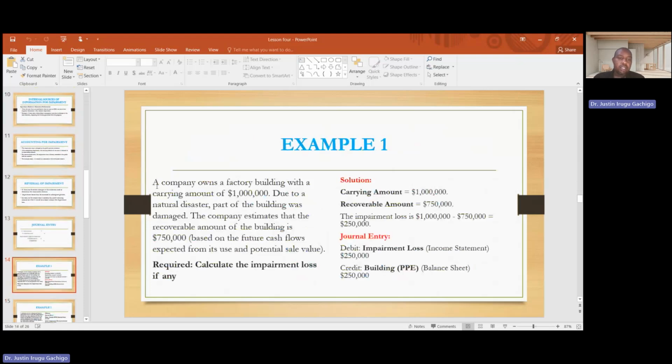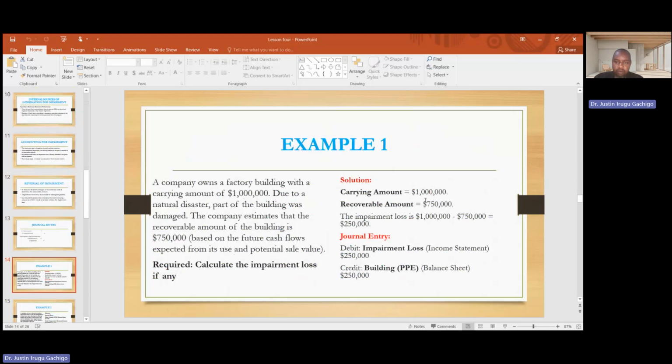An example, a company owns a factory building with a carrying amount of 1 million. Due to a natural disaster, part of the building was damaged. The company estimates that the recoverable amount of the building is 750 based on the future cash flows expected from its use and the potential sale value. So this is what we call value in use. You are required to calculate the impairment loss, if any. The impairment loss, we have said, is the difference between the carrying amount and the recoverable amount.